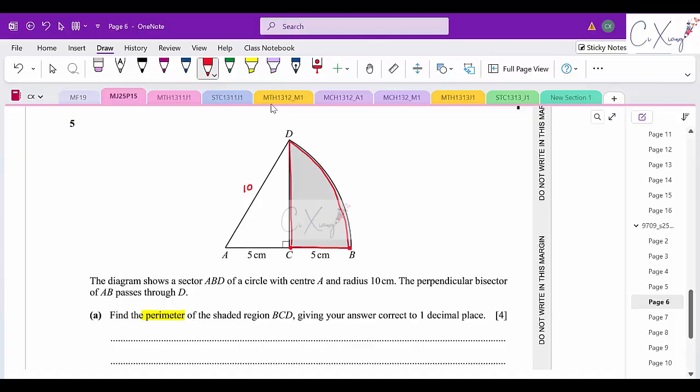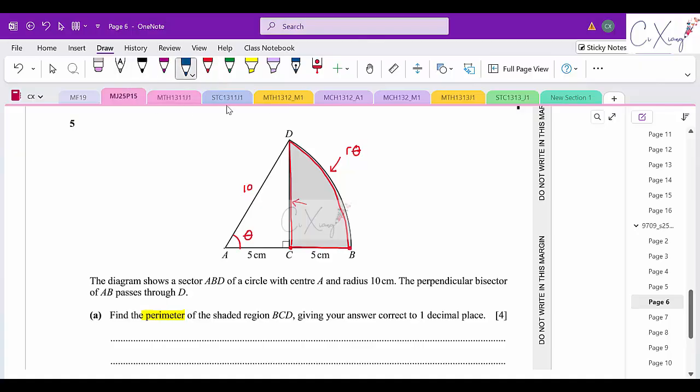Okay, so CB, no problem. This one, the general formula will be r theta. R is the radius of the circle, and theta is the angle here. We actually don't know the value for theta, and we also don't know the value for DC. So we have a few pieces of information to figure out first before we can get an answer.